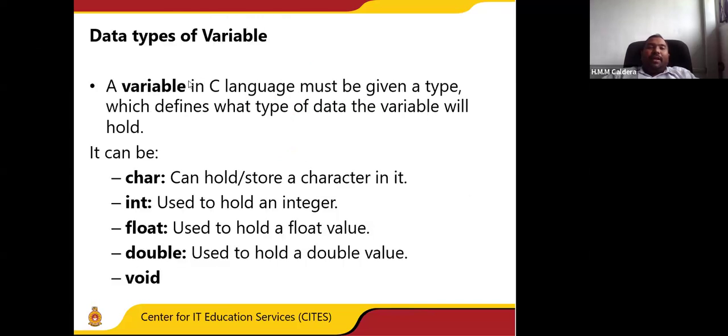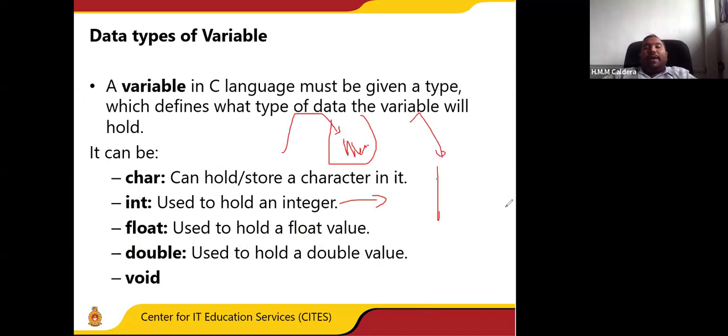Data types of a variable. A variable in C language must be given a type, which defines what type of data will be stored. The data types are char, int, float, double, void, whatever. I don't like this void a lot. We'll go for char, int, float, double for now. We have int, integer, a numerical value. Now we have a bucket in here. This bucket can store only numbers. Only numbers.